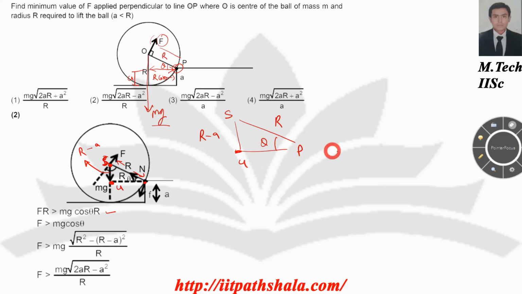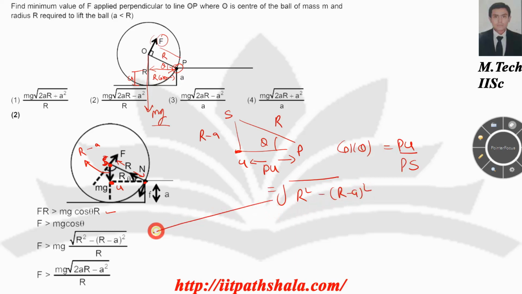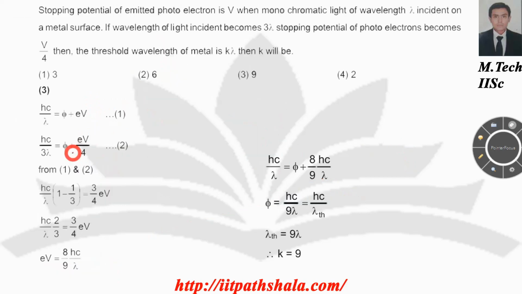Now you have to find the value of cos theta. So just find the value of this length: PU upon PS. Okay, so PU is nothing but the square root of R square minus R minus A whole square, by using Pythagoras theorem. Just put it over here in the place of cos theta. Substitute the value of cos theta over here, and you will be landing up with the following expression. So if you are having F which is greater than this expression over here, you will be having your required condition. Okay, so it is nothing but option 2.